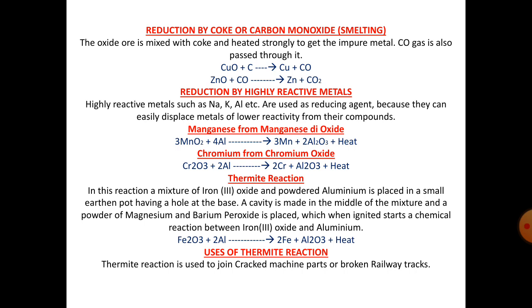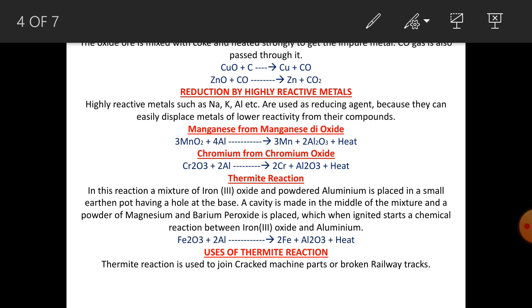Next, reduction by highly reactive metals. This is important. Some metals such as sodium, potassium and aluminium are so reactive that they can be used as reducing agents. Now why are they used as reducing agents? Because they can easily displace metals of lower activity from their compounds. For example, manganese can be extracted from manganese dioxide by using aluminium. Aluminium is more reactive than manganese, so it will become aluminium oxide and manganese metal is given out. Similarly, if you take Cr2O3, aluminium is more reactive than chromium, so it becomes chromium and aluminium oxide.